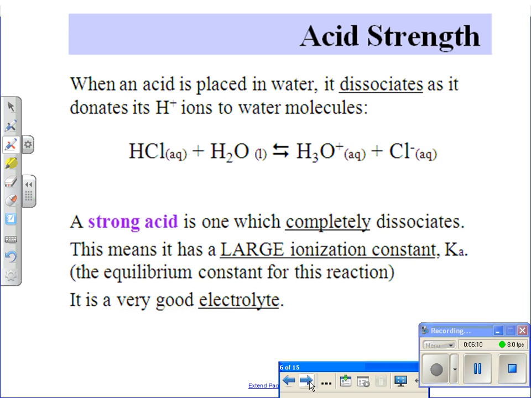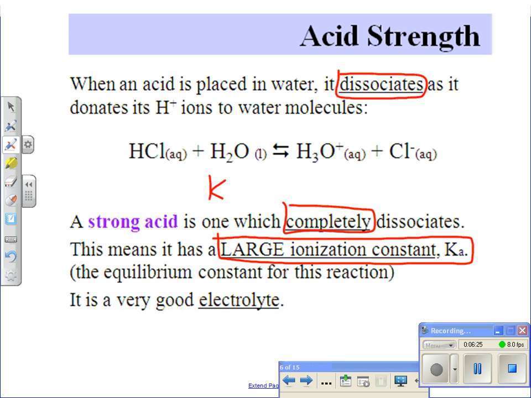Definitions. One of the things we talked about in chapter 4 is acid strength. Acids dissociate. When it completely breaks up, it is a strong acid, and we say it has a large equilibrium constant for an acid. We call it Ka. It has a subscript A for acid. It has a large ionization constant, so large that we don't even classify it. We just say it's huge, it's large. It is an extremely good electrolyte because it breaks up completely.